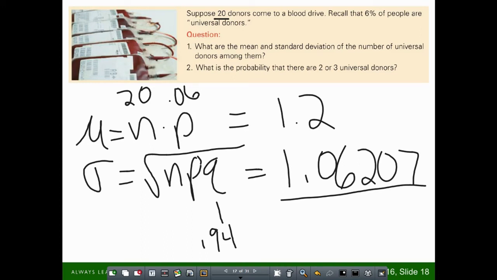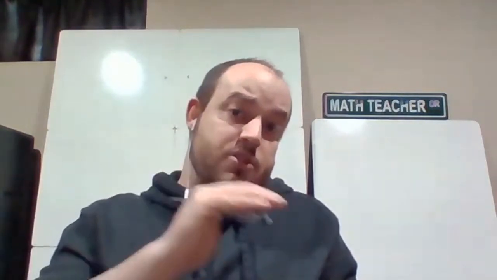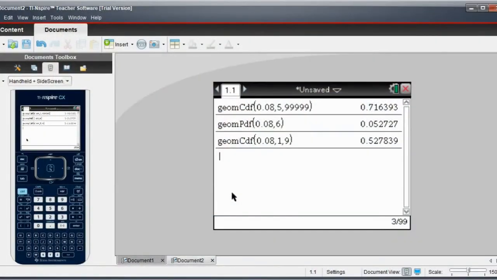Now there's 2 ways you could go about doing this. You could do a PDF for 2, you could do a PDF for 3, all right? Or you can do a CDF from the lower bound of 2 to the upper bound of 3. So let's go ahead and plug that in our calculator now.